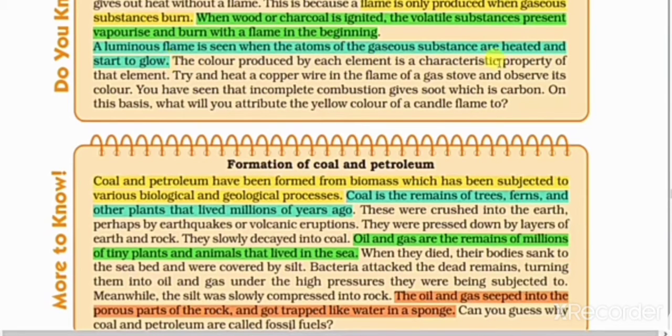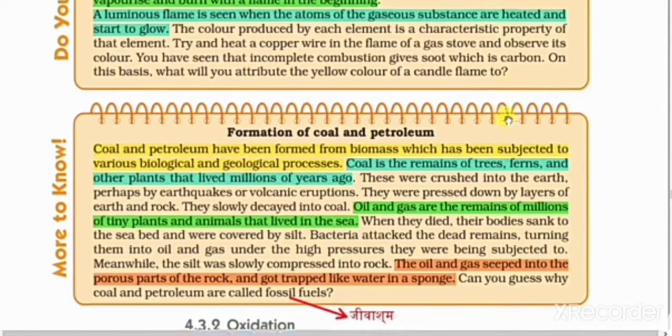Try heating a copper wire in the flame of the gas stove. Take one copper wire and heat it in the gas stove flame, and it becomes red. Incomplete combustion gives soot, which means combustion is not happening completely. The wire becomes black because black particles are attached to it. That soot particle is carbon.